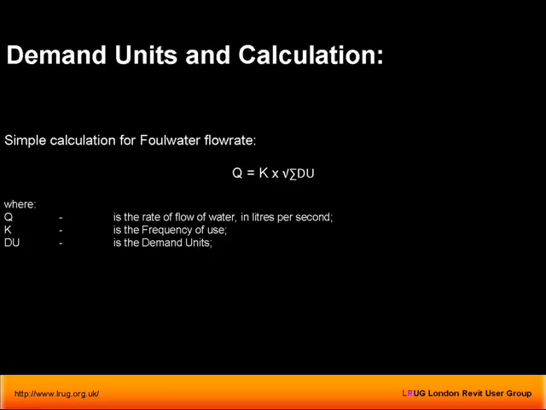So if we sum up the demand units, which the pipe system will do, with a clever little bit of maths, we can square root that, multiply it by the frequency of use factor, and that will give you a flow rate.